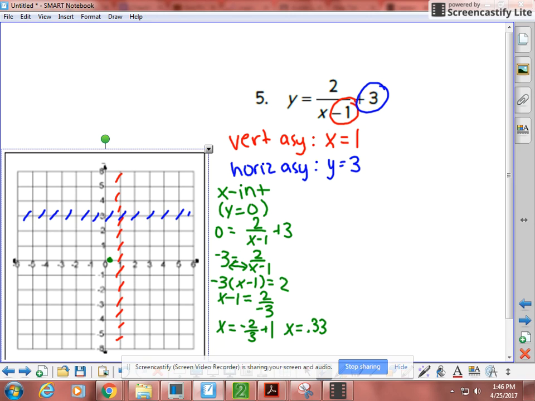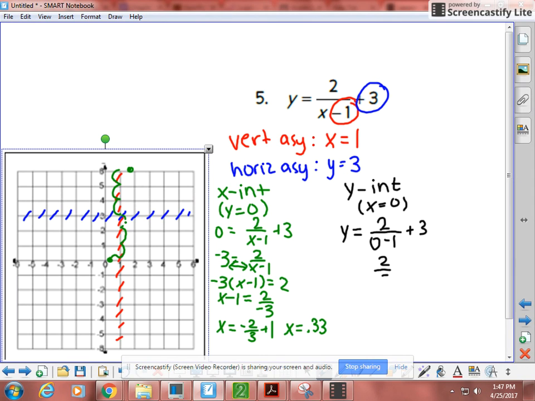So what I do is I go from my new origin here, 1, 2, 3 up, and almost a whole box over. Okay. So now I need to find my y-intercept. The y-intercept is x equaling 0. So now I can say, okay, 2 over 0 minus 1 plus 3.